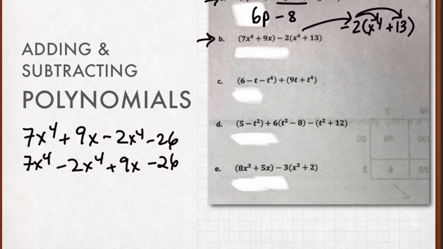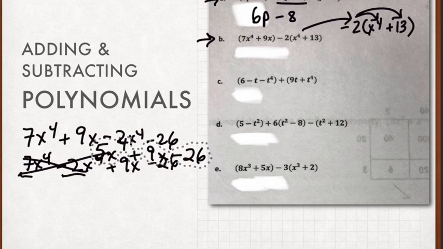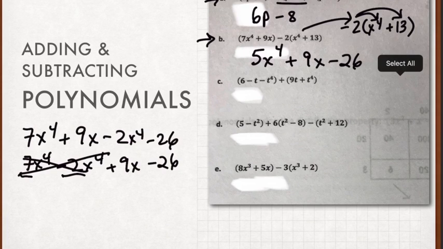Now, because these two terms have the same variable, which in turn have been raised to the same power, in this case 4, I can go ahead and combine the coefficients. So 7 minus 2 is going to give me a 5, and I'm simply going to keep the variable x to the 4th power. I don't have anything else with x to the 1st degree, so I'm just going to leave the 9x by itself, and same with the 26. And that is the answer for that.